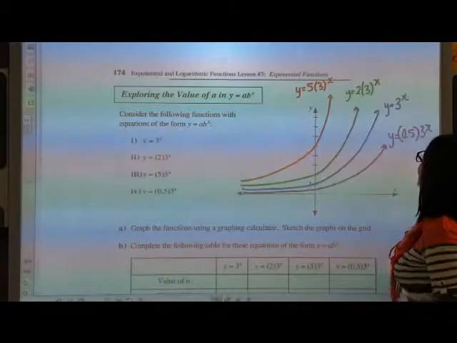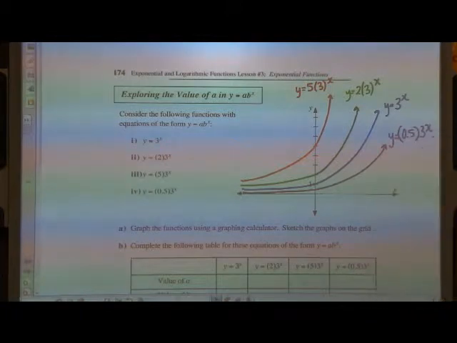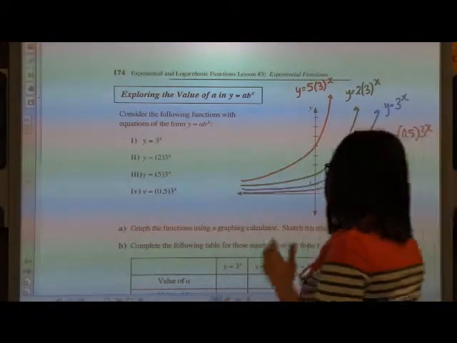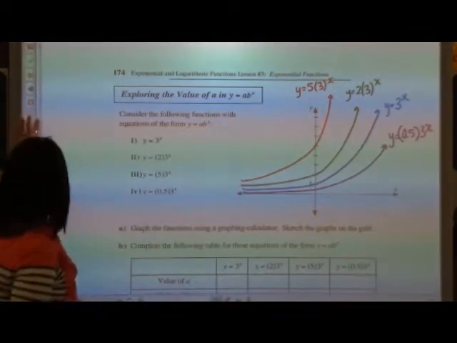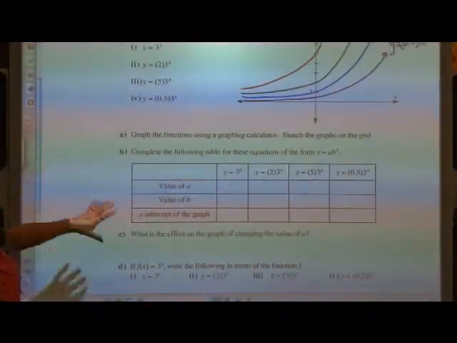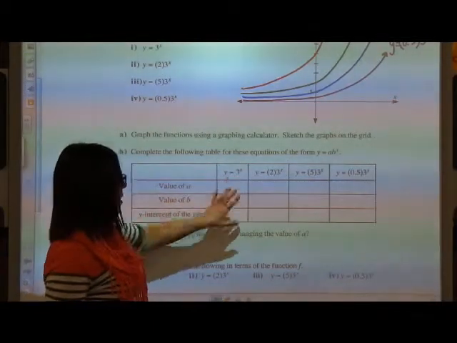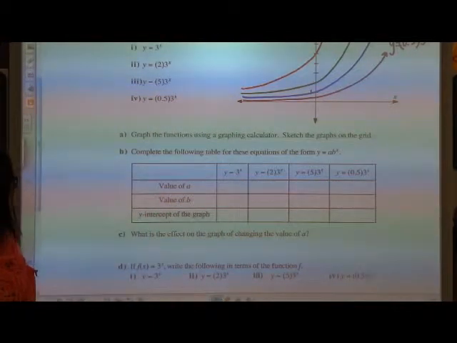So before I reveal the 4 graphs, the question is, what does that a value, that number in front, do to the graph of an exponential equation? Well, the answer is it impacts where the graph crosses the y-axis. So if we complete the following table, I'm going to do the first value here, and then I'll pause it so that you can fill in the rest of it.